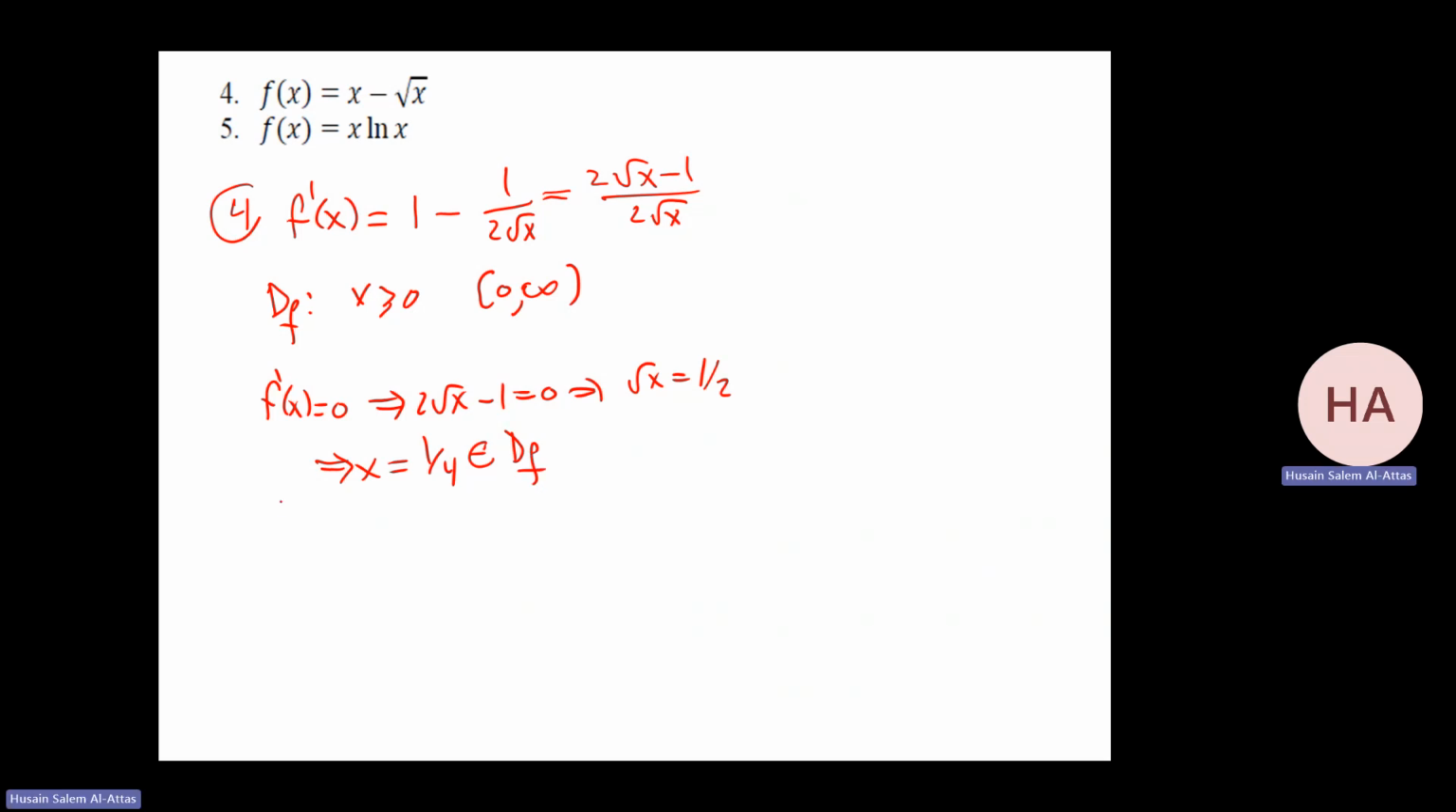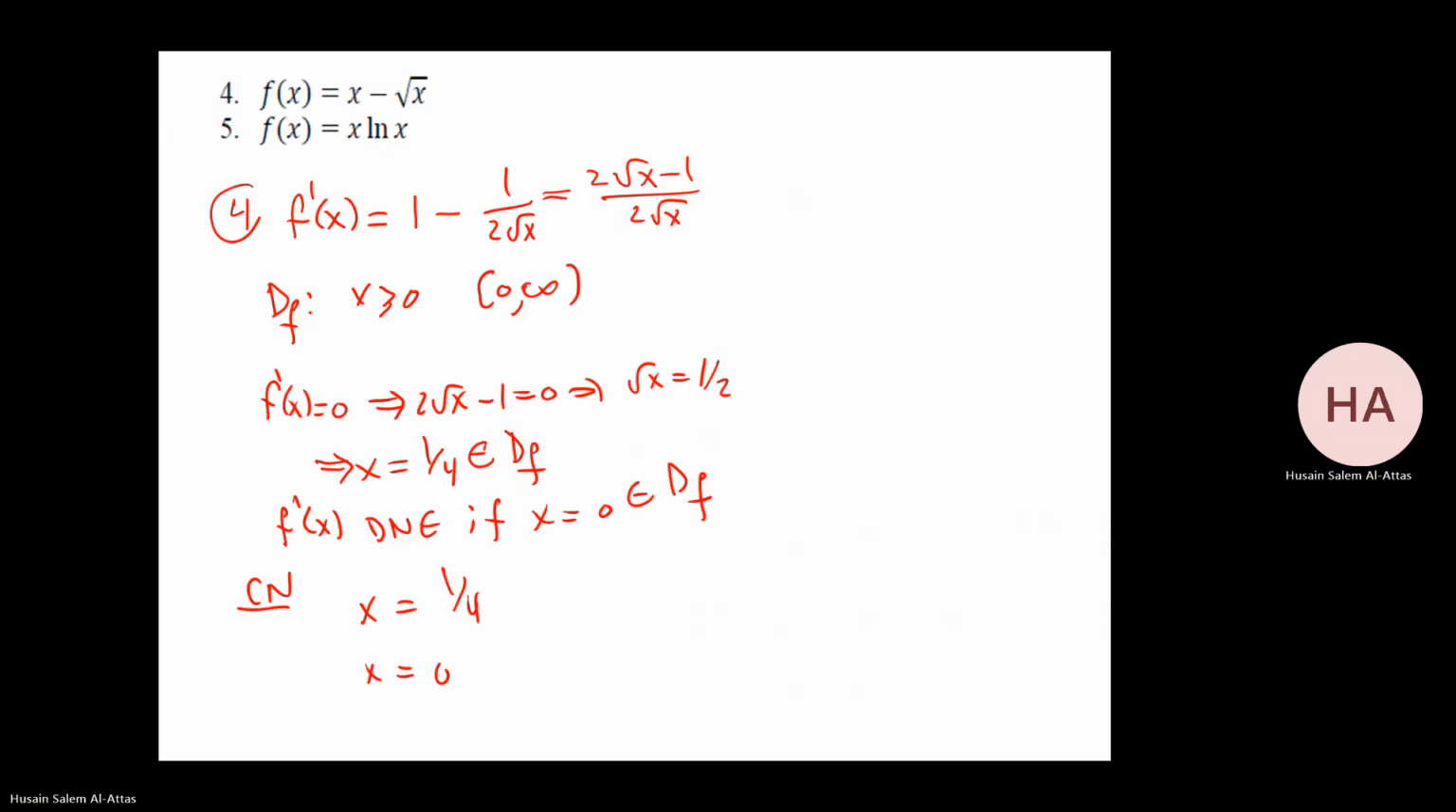Okay. Now, f prime does not exist. When is that? If x equals 0. Is it in the domain of f? Yes, it's in the domain of f. So what are the critical numbers? x equals 1/4, no difference, and x equals 0.